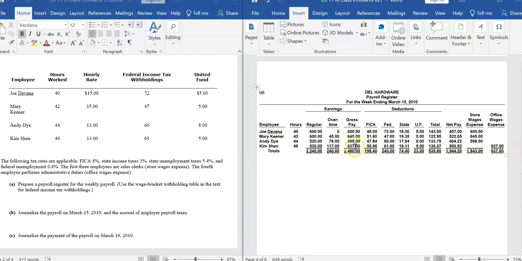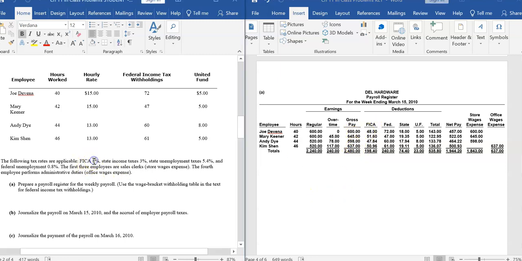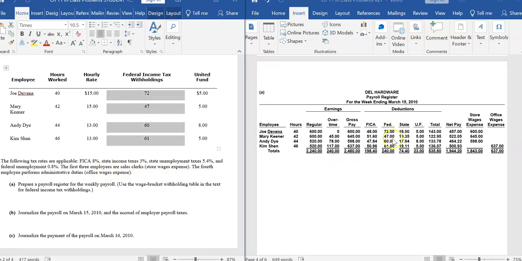we need to multiply their gross pay by 8% to get their Federal Insurance Contributions Act, Social Security and Medicare withholdings, which is 600 times 8%, 645 times 8%, 598 times 8%, and 637 times 8%. Then for their federal income tax withholdings, we were just given those amounts. So those amounts are just transferred over here.